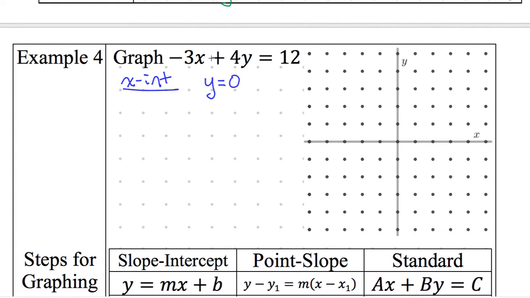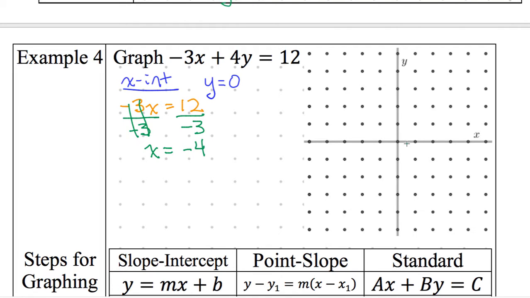So I'm going to sub in y equals 0, and there is a shortcut for this. If y is equal to 0, I know this whole thing is going to be gone because 4 times 0 is nothing. So it's going to be negative 3x is equal to 12. This 4y term went away because when I sub in 0, 4 times 0 is 0. From here I'm going to divide both sides by negative 3. Divide by negative 3, divide by negative 3, and then the negative 3's will cancel out, and I'm left with x is equal to negative 4.